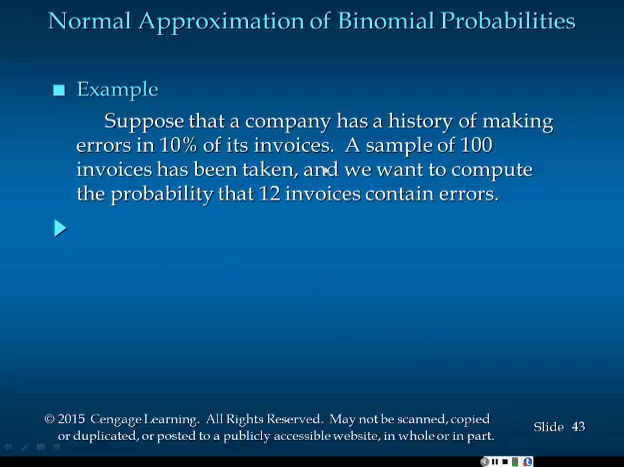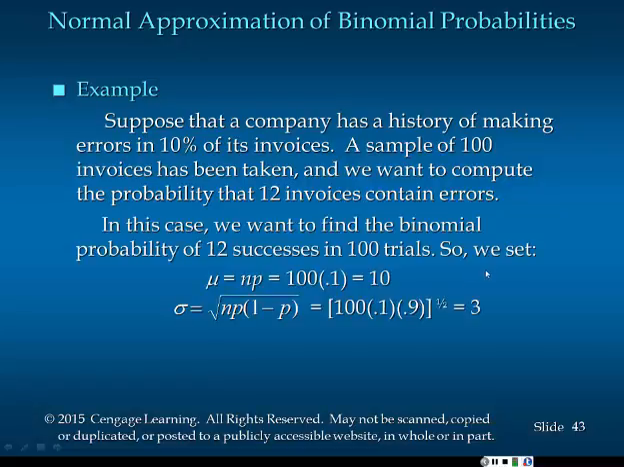So here we have a sample of 100 invoices, and we want to compute the probability that 12 of those are going to contain errors. So what we do is we convert that into a normal distribution. So the first thing we need is what is the mean and what is the standard deviation, because that's how we constitute our normal distributions, right? So we're going to take n, which is 100, times the likelihood of an event, which is our 10%. And that gives us 10, so that's our new mu.